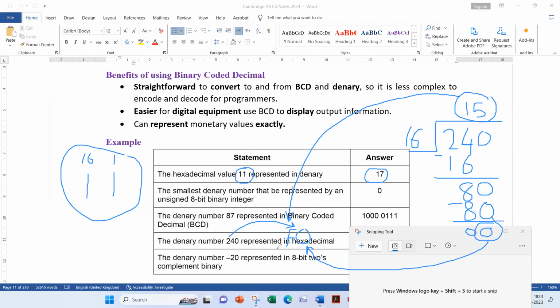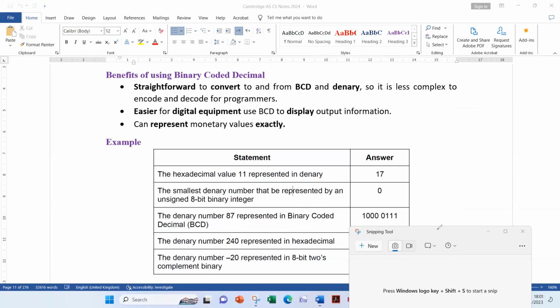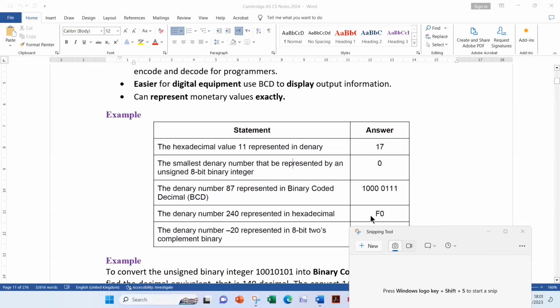The last one is also needs consideration. Let me get rid of all this drawing on my screen. So let us check. Here we have F0 as we calculated. Now the denary number -20 represented as 8-bit 2's complement.